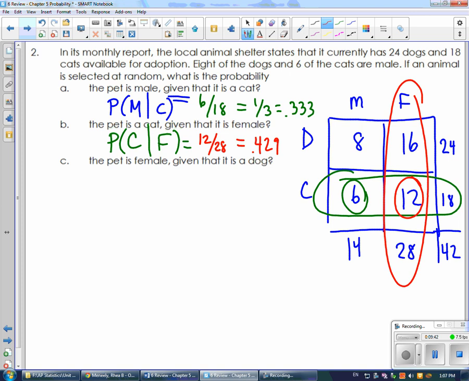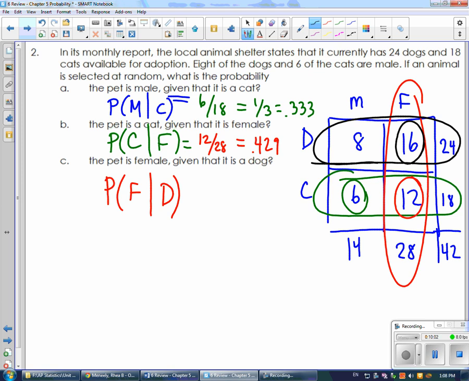And the last one, the probability that the pet is female, given that it is a dog. And again, I'm trying to find the probability of it being a female. The given information comes second. And in here, I'm looking now at just the dogs, and I've got 24 dogs, and I'm looking at the percentage that are female. So that's going to be 16 out of 24. And that's going to reduce to 2/3, or 0.667.